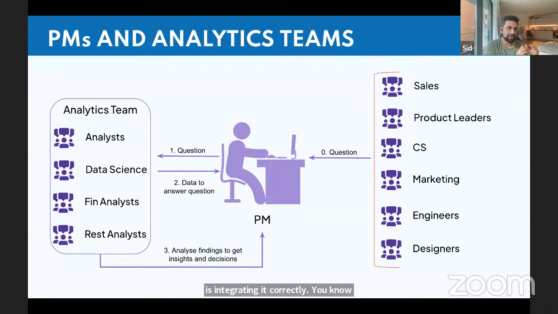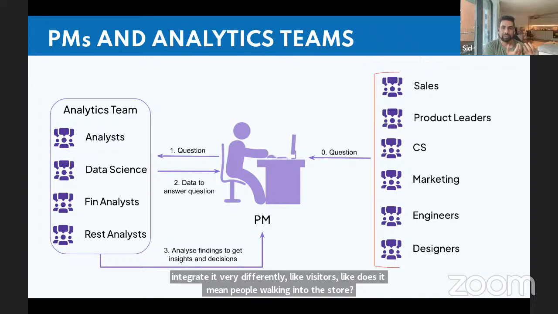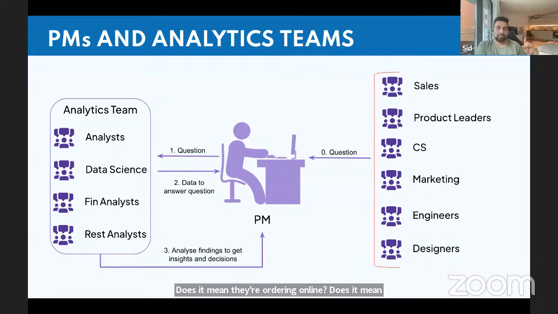Just to give a very, very high level example, let's say there is a field called restaurant_visitors. Now, whoever is consuming this data field might interpret it very differently. Like visitors, does it mean people walking into the store? Does it mean they're ordering online? Does it mean they're just visiting their website? That is where the team on the left either shares documentation or in these meetings helps you understand what it really means, so that you interpret it correctly.